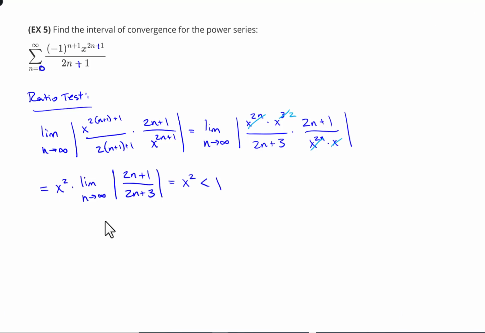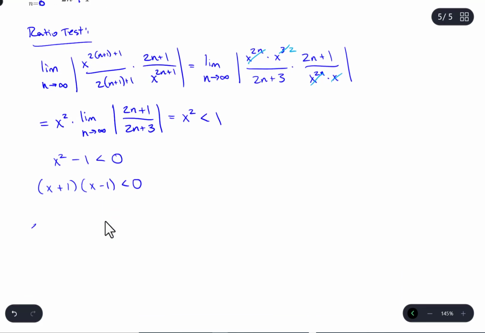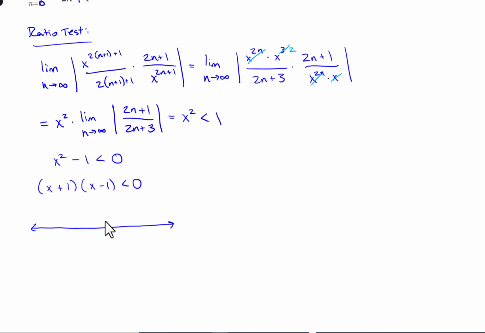Now, if we want to solve an inequality like x squared is less than 1, what I would do is bring everything to one side because it is a quadratic. Factor, so then (x plus 1)(x minus 1) is less than 0. And then just use a sign chart. Solving a polynomial inequality is generally easiest using a sign chart.